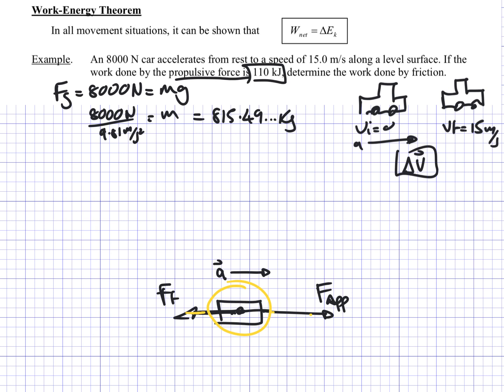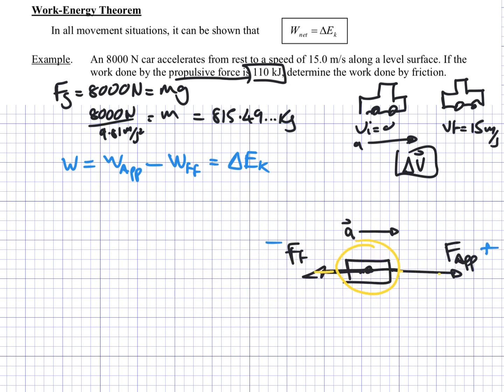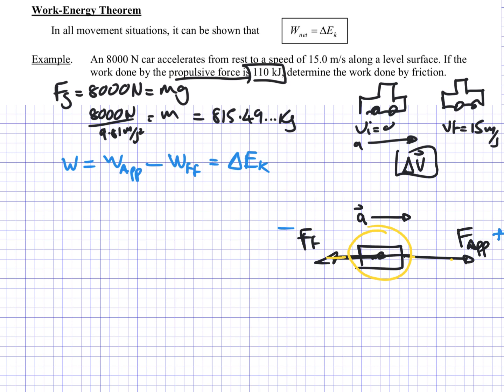But we do know that the work done here is going to be the work by the applied force minus the work from friction, right? Because this way would be positive, this way would be negative in terms of these forces and the work done. And so that's my work net, and that's going to be equal to the delta EK. Okay, so let's keep going with that. I'll just move that out the way. Let's start filling this in.